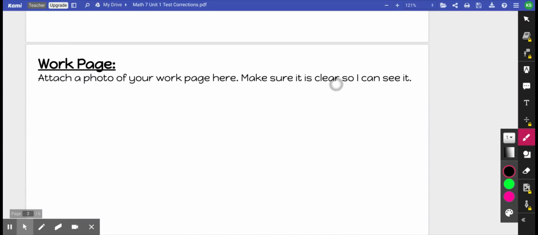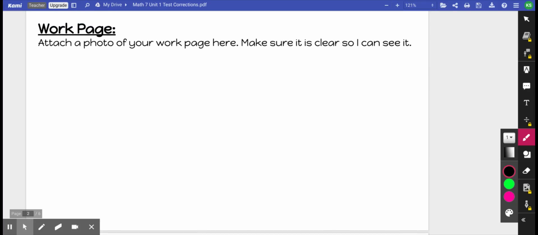The next page says work page. This is where you will submit a picture of your work. You could put one picture of the page, or you could put 4 different pictures for each of the practice problems that you do and the problems that we do together. You can take a picture of each one and put them on here. It's up to you. Just make sure that they're able to be seen. If they are blurry, I will ask you to fix it and resubmit it. So just make sure that your pictures are nice and clear.